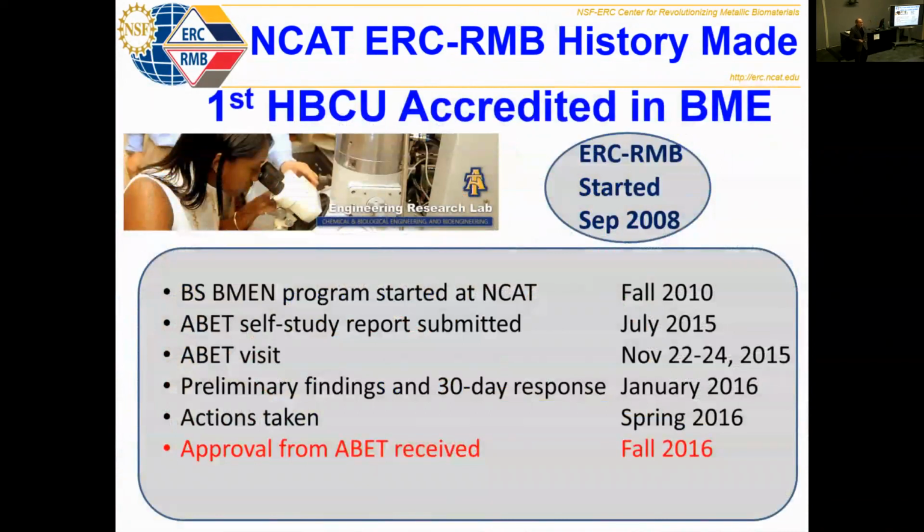And if you just look at the timeline, folks, this is so impressive to me. If you start with the award, the official award of the ERC was in September 2008, and within 8 years, I mean, Dr. Pai came to Pittsburgh with BMES in 2009. With a handful of years, you now have an ABET accredited program down here. It's remarkable. It's absolutely remarkable that this could be accomplished in such a short period of time.